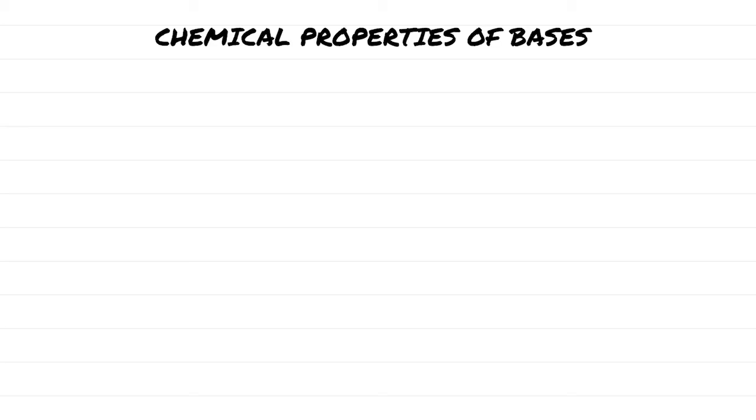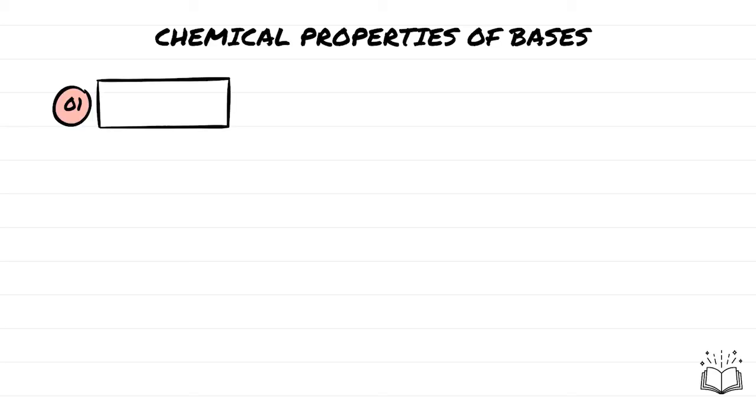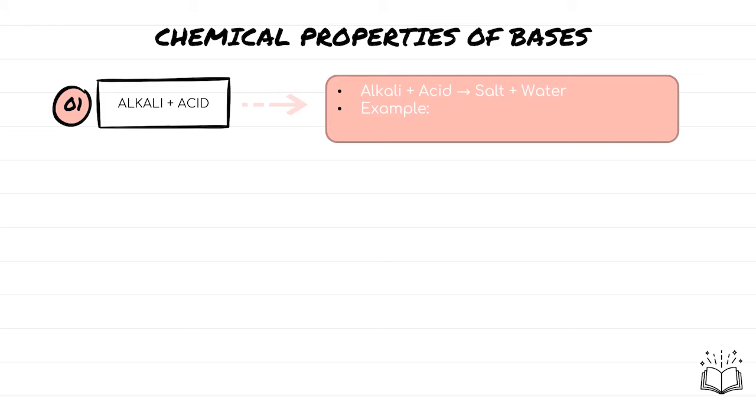Same as the acid, base also has its own chemical properties. First, what happens when alkali and acid react together? This reaction is what we call neutralization. When alkali and acid react together, it gives salt and water. For example, when sulfuric acid reacts with potassium hydroxide, it gives potassium sulfate and water.